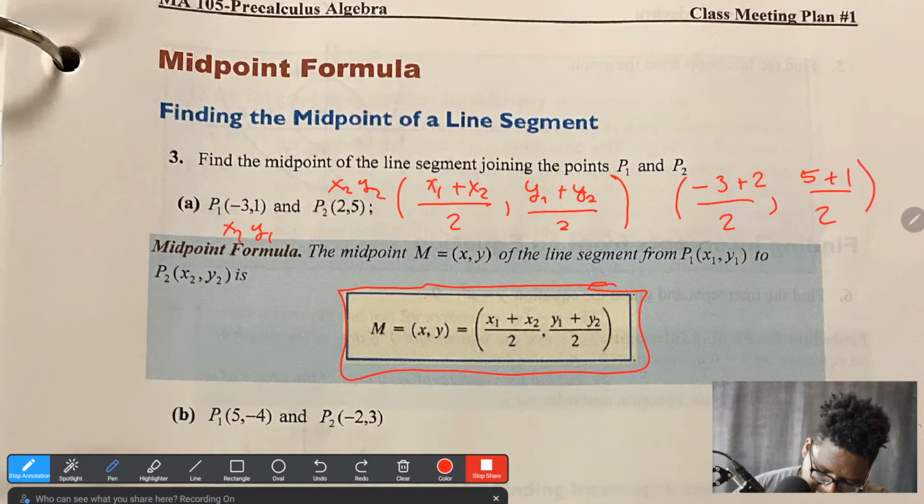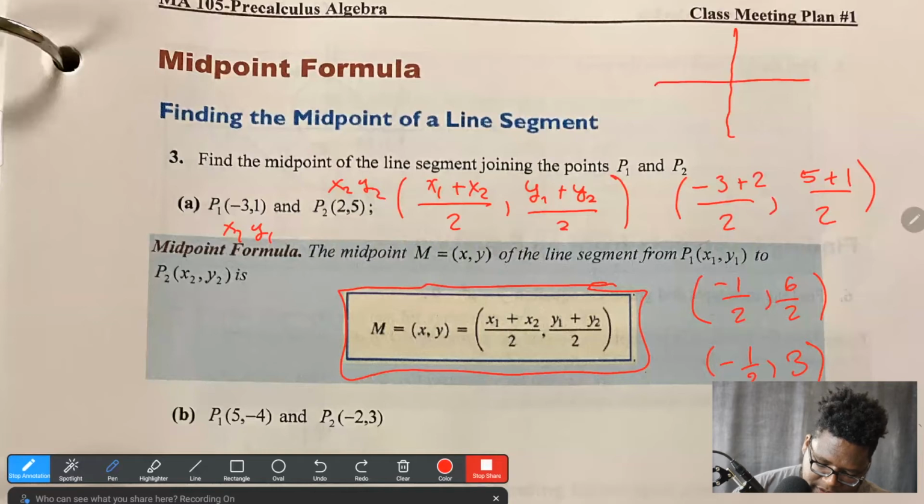And then you'd have, let's see, negative 1/2 and 6 over 2, which reduces to negative 1/2 and 3. So what in the world does that mean? That means that if you look at point 1, which was negative 3, 1, so it's 1, 2, 3, negative 3, and then 1.